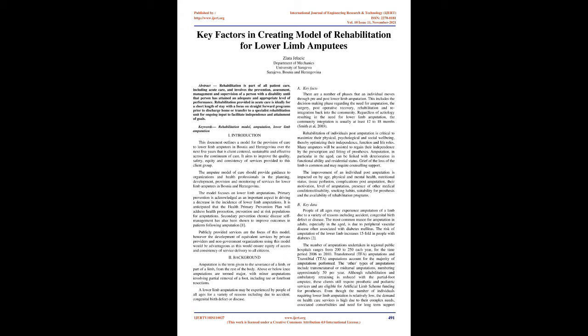The model focuses on lower limb amputations. Primary prevention is acknowledged as an important aspect in driving a decrease in the incidence of lower limb amputations. It is anticipated that the Health Primary Prevention Plan will address health promotion, prevention, and at-risk populations for amputations. Secondary prevention: chronic disease self-management has also been shown to improve outcomes in patients following amputation.